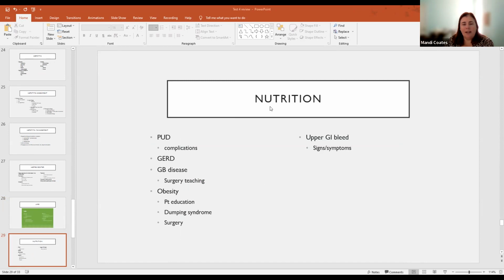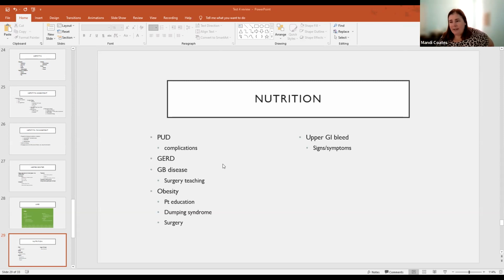So back to reviewing nutrition, peptic ulcer disease. Gastric ulcer versus duodenal ulcers. I couldn't come up with the word. Some complications from that. Know how to recognize the complications and what to do. Same with GERD. What kind of things cause GERD? What kind of signs and symptoms are you going to see?